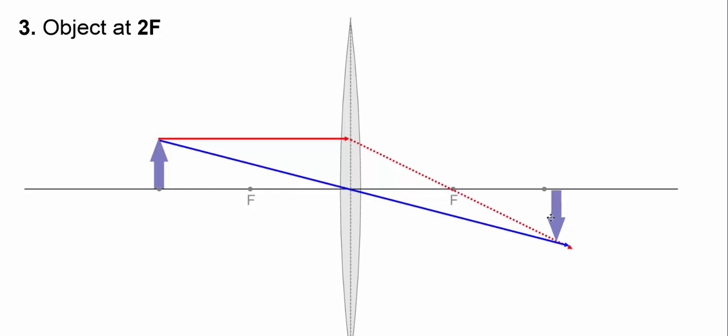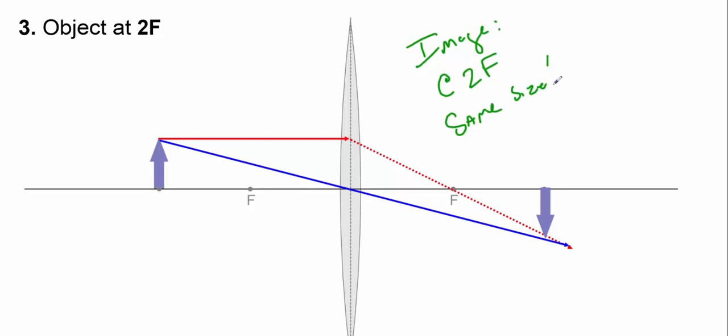And so, really, the image should be located at 2f. Don't lose too much sleep over this. This is very similar to case 3 for your concave mirrors. The image is at 2f. It is the same size. It is inverted, and it is indeed real.